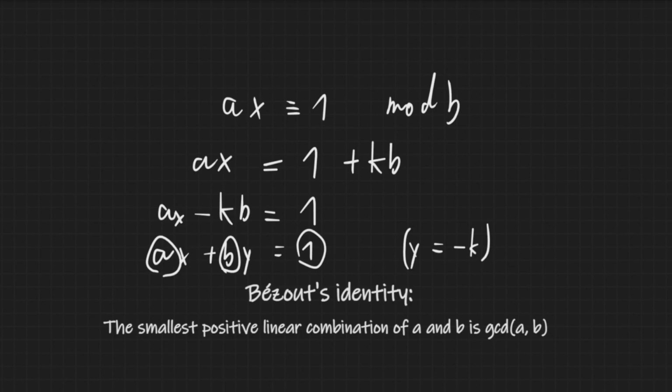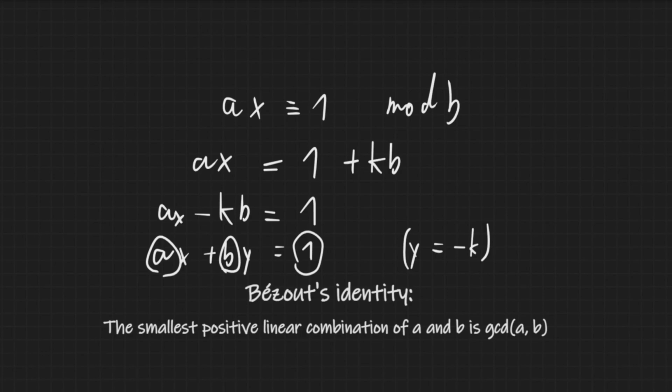On the other hand, if the greatest common divisor of a and b is not 1, then it has to be a number greater than 1, because remember, the greatest common divisor is always at least 1. Let's say it's 2, for example. Now, 2 is the smallest positive linear combination of a and b. So 1 cannot be a linear combination of a and b, because it's smaller than 2. And the same goes for all other possible greatest common divisors greater than 1.